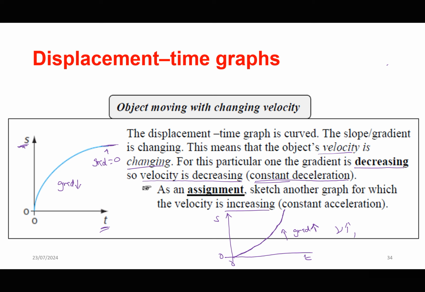However, if this curve is a smooth curve, it means the velocity is increasing uniformly. And a smooth increase in velocity is called a uniform acceleration. So this is going to be a constant or uniform acceleration.